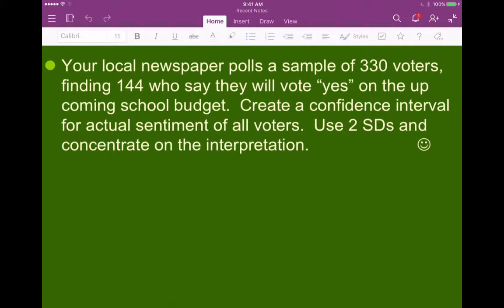Looking at an example, your local newspaper polls a sample of 330 voters, finding 144 who say they will vote yes on the upcoming school budget. Create a confidence interval for the actual sentiment of all voters. Use 2 standard deviations, and that should say standard errors, and concentrate on the interpretation.